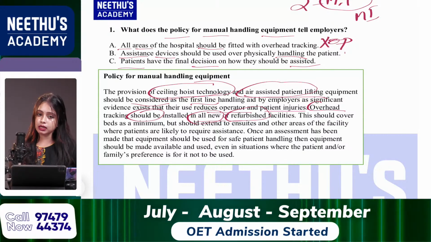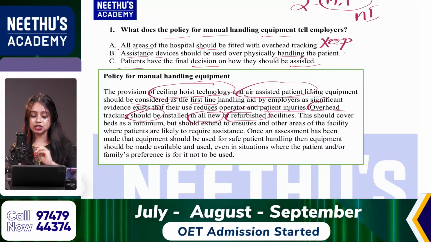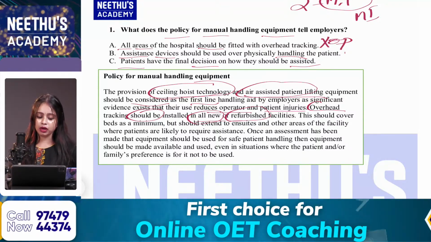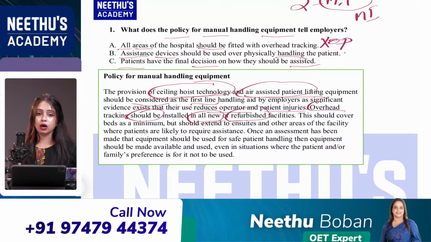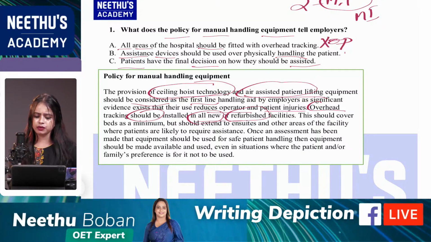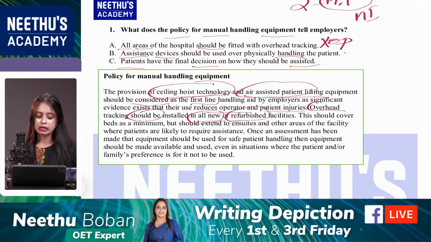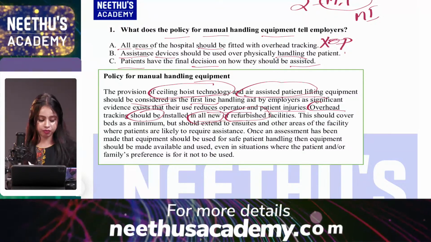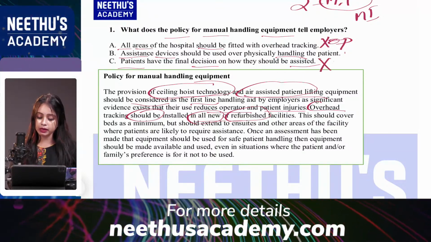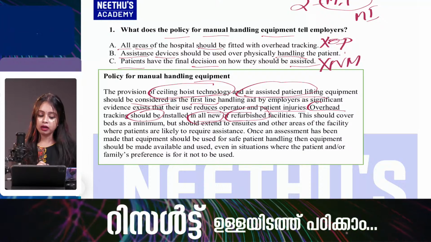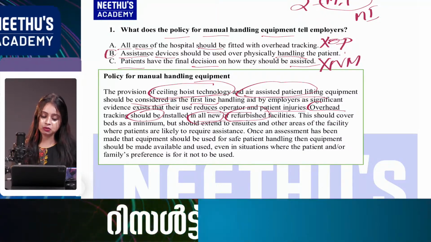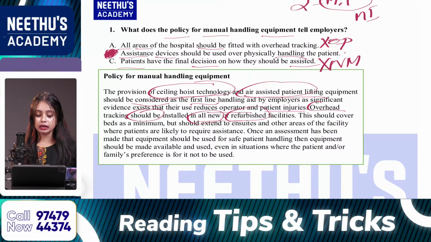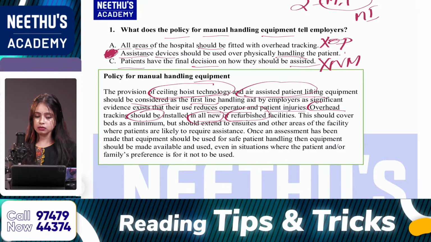And what about option C? Patients have the final decision on how they should be assisted. Where is it mentioned? It means patients are deciding how they should be assisted. Is it mentioned anywhere that it is up to the patient? It's not mentioned anywhere in the paragraph. So whether you like it or not, my answer is option B. Assistance devices should be used over physically handling the patient. That is the correct answer.